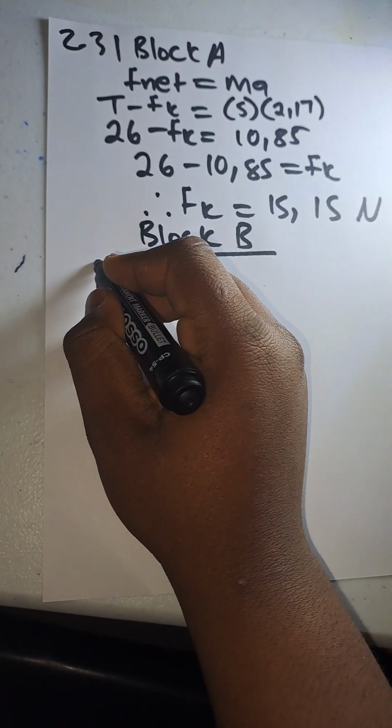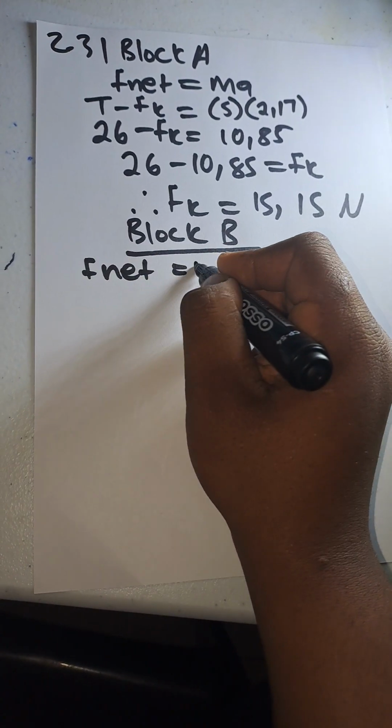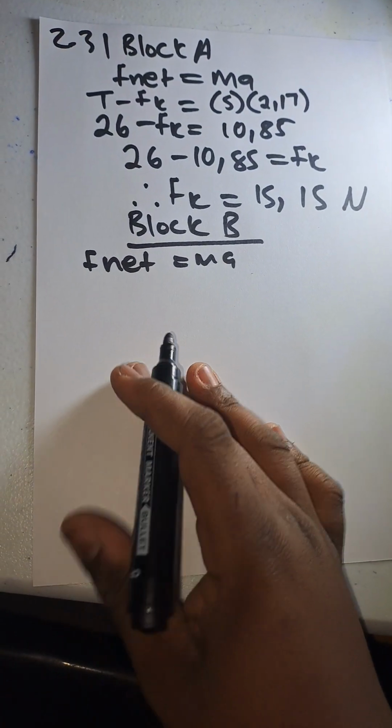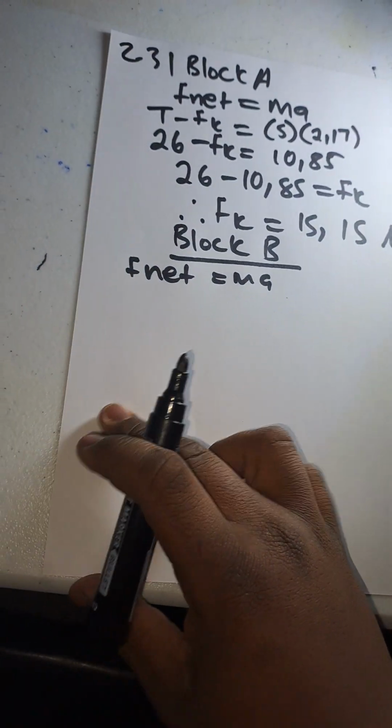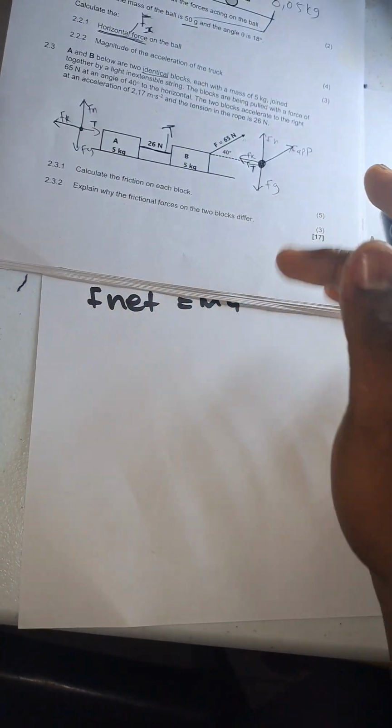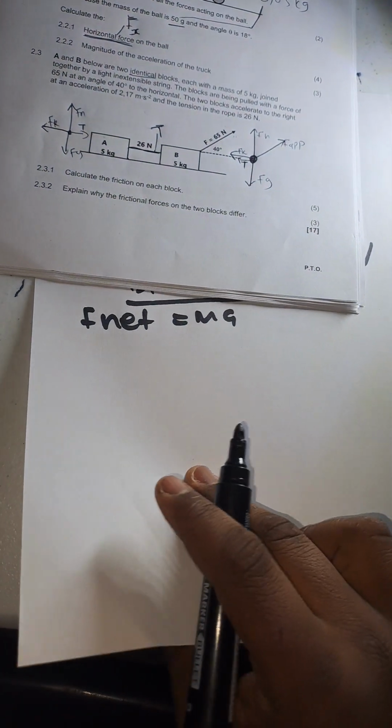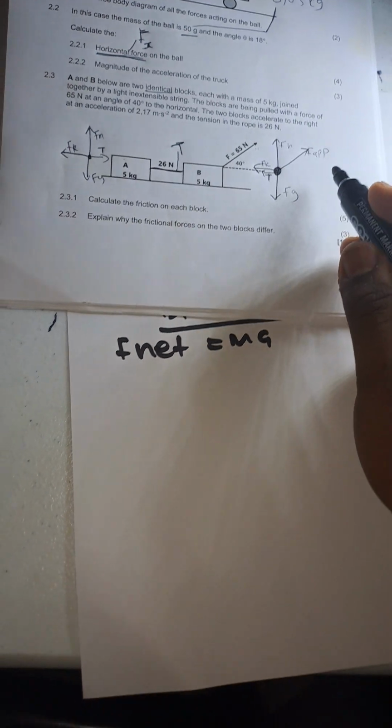So now same thing, F net equals ma. But unfortunately this time around you won't get the free mark for this one because you already got the free mark there. So now, what are the forces that are acting on my block B? I told you it is F applied there, and it is at the positive side.